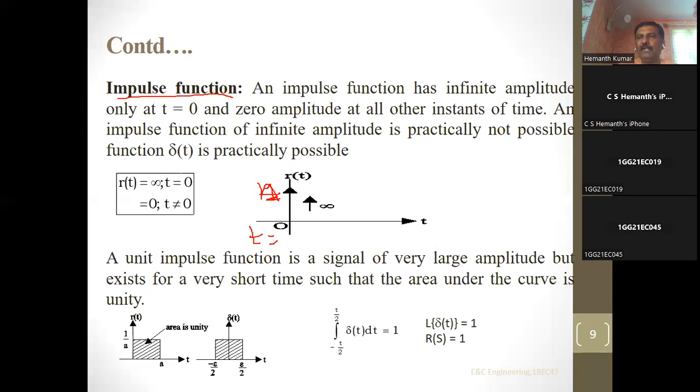In controls, we won't always have the unit case. We'll have normal step input, ramp input, parabolic input, and impulse function, where the amplitude is not equal to unity. You need to understand that clearly, right? An impulse function of finite amplitude is practically not possible, but the function delta of t is practically possible. Is that okay? You need not worry much about these things.